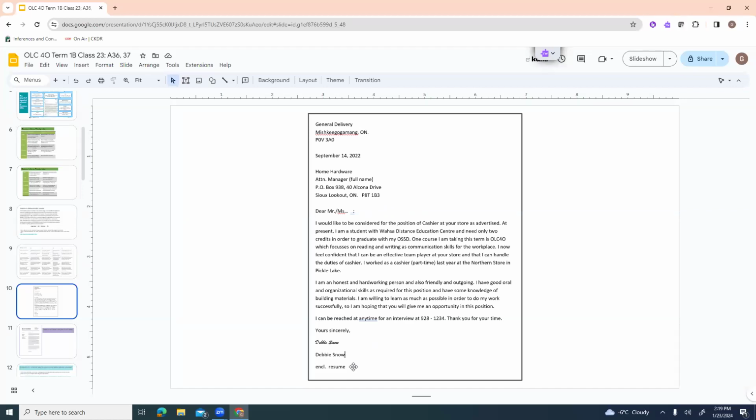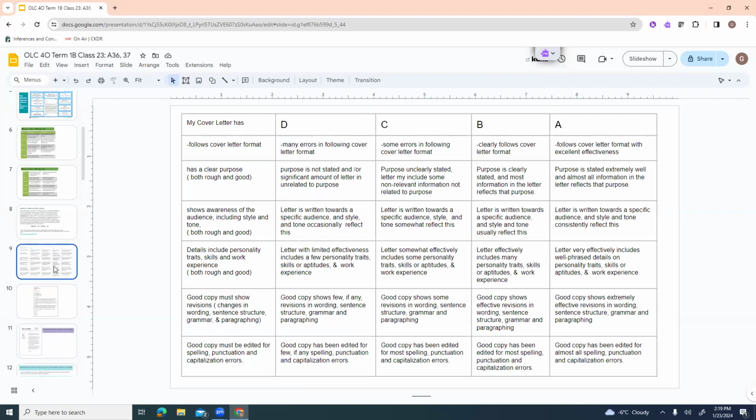you would list what else was enclosed so that the person who receives it knows that they got everything that was sent. Okay. Here is the rubric that I would be using to mark this. I'm going to show you some more examples in a minute, but I want to make sure I cover the rubric here. So I'm going to be looking at, does it follow the cover letter format? Many errors would be a D, some errors would be a C, more or less follows as a B, and if it follows it with excellent effectiveness, then an A.